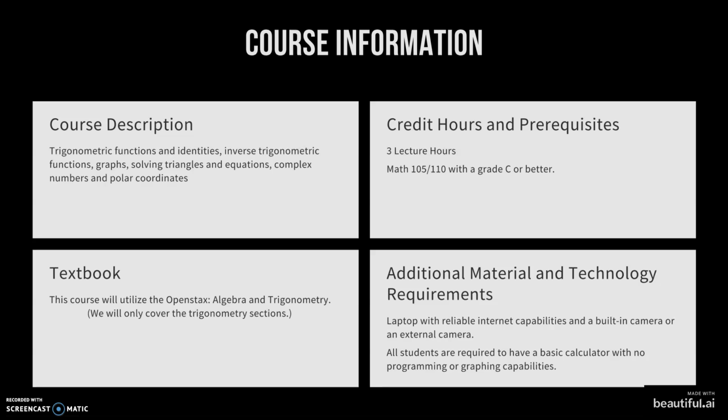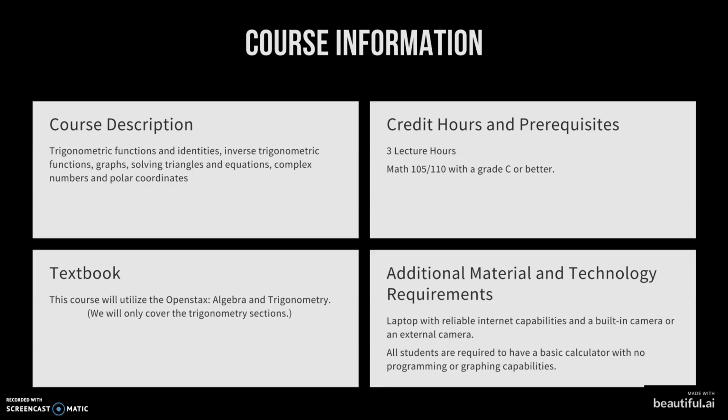Now, some information about this course and what we're going to be learning. We're going to be learning about some trig functions and identities, some inverse trig functions and graphs, solving triangles and equations, and then we'll learn about complex numbers and polar coordinates. Now, this class is 3 lecture hours, and make sure that you have Math 105 or 110 with a grade of C or better. The textbook that we're going to be using is OpenStax Algebra and Trigonometry, but don't worry, we're only going to cover the trig sections here.